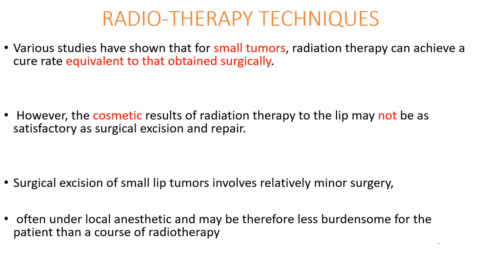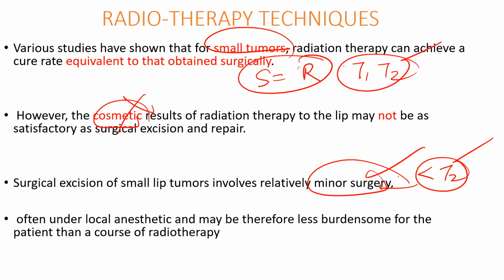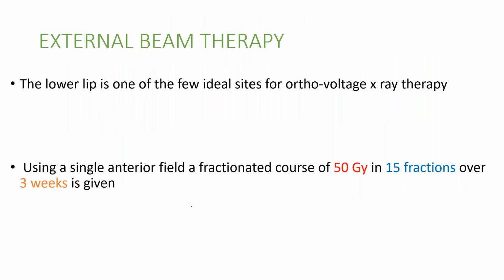So radiotherapy techniques. For small tumors, surgery is equal to radiotherapy. T1, T2 tumors: surgery equals radiotherapy. But cosmetic results are bad for radiotherapy. So surgery for T2 or less is a minor surgery, therefore you can do it easily. Under local anesthetic itself, you can remove the tumors.